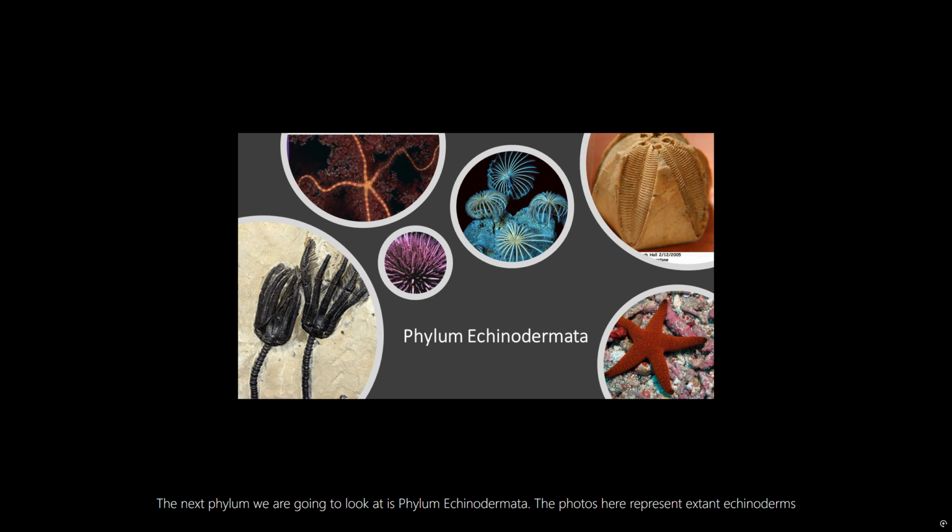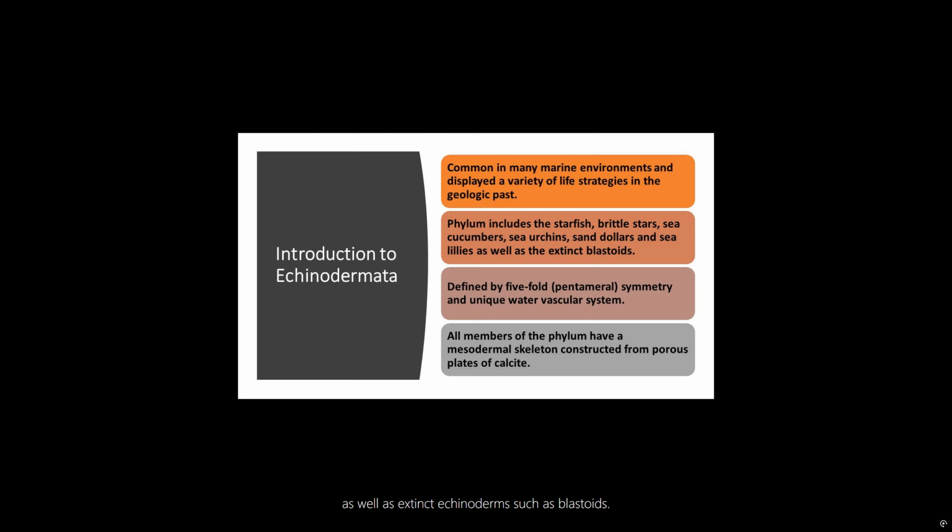The photos here represent extant echinoderms, such as starfish, urchins, and brittle stars, as well as extinct echinoderms, such as blastoids. Echinoderms are common in many marine environments and display a wide variety of life strategies in the geologic past.